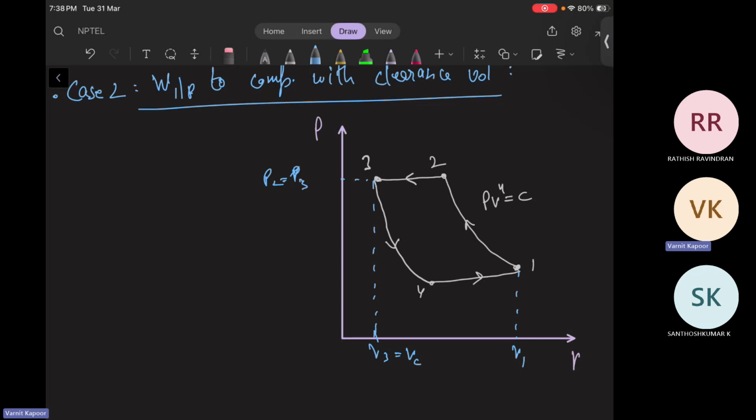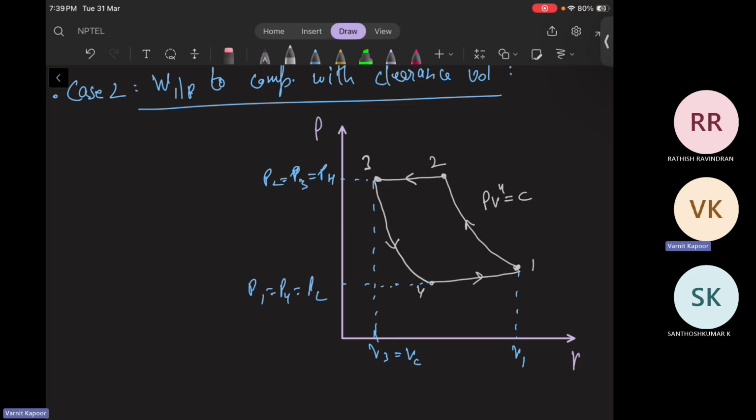That is your P higher. And here the pressure will be P1 is equal to P4 is equal to P lower. So clearance volume has been involved here. So again, we have derived the compressor work from 1 to 2 already. But during the expansion, the stroke is going back because it's an intermittent supply. What will be the work?